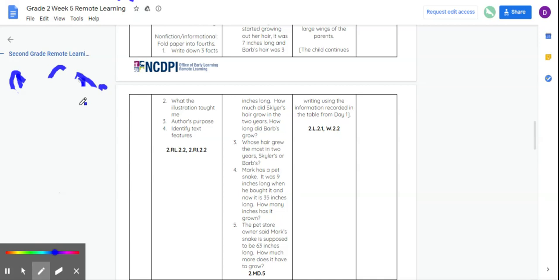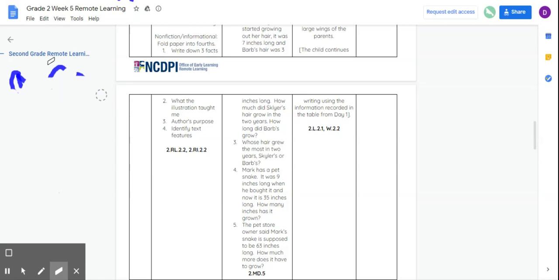Okay, whose hair grew the most in 2 years, Skylar's or Barb's? So you're going to take the numbers that you got in the answer to number 2 and tell me which number is bigger. So if Barb's number is bigger, you'd put Barb for number 3. If Skylar's number is bigger, you'd put Skylar for number 3. All right, let's look at number 4.